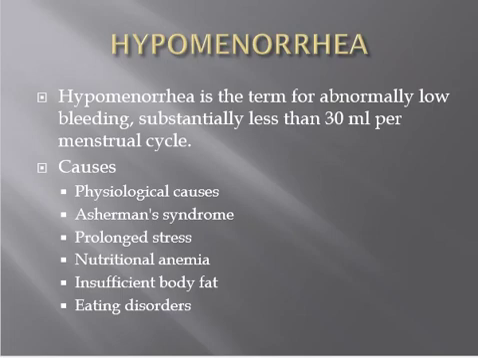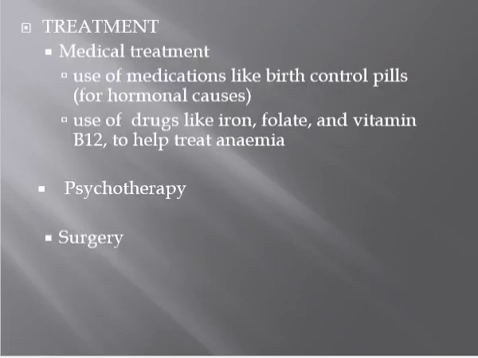So we'll be looking at the treatment for this. The treatment can be medical, psychotherapy, or surgery. For the medical treatment, you can make use of birth control pills, and you can also make use of iron tablets, folate, and vitamin B12. That is to help treat the anemia if it was the cause. Then psychotherapy, if this is caused by stress, then you actually need psychotherapy.